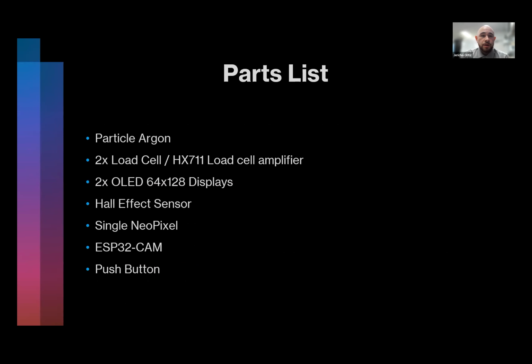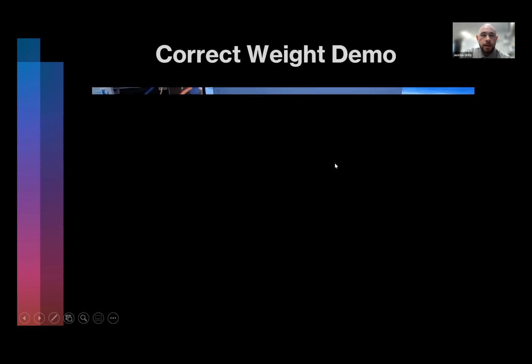So the part list that I have here, we have our Particle Argon, which is our microcontroller, 2 load cells, which is going to serve as the scale and what takes the weight for our smart container. We have our OLED displays, just giving those weights back. And we have a Hall effect sensor, which is really going to be telling you when the container is open or closed. So that way there's more transparency around who's able to access the different things that could be in these containers. And then just a few other things like a camera, a NeoPixel, and a push button, just to give it some more life and some more function.